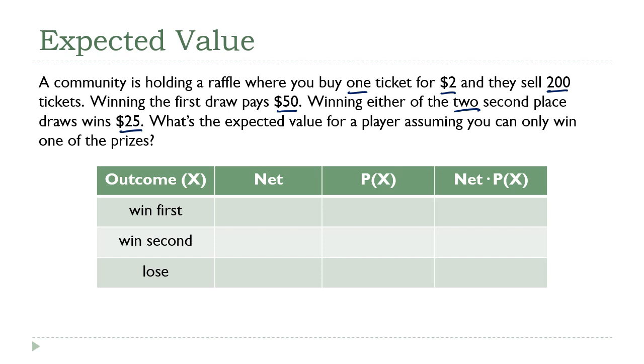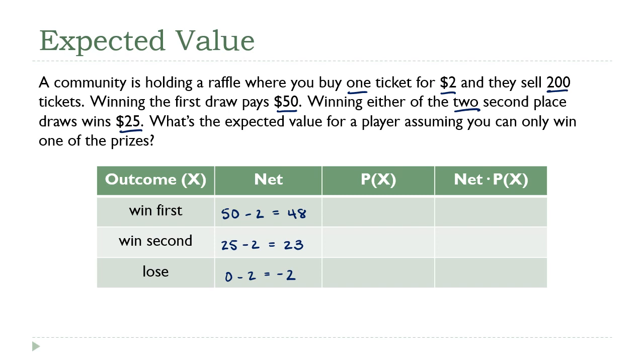Okay, so once you've got those straightened out, the next step is to calculate the net win or loss for each situation. If you win the first place prize, you get handed $50, but you already spent two, so your net winnings will be 48. And if you have one of the second place tickets, the same thing here: it's going to be 25 minus 2. That's 23. Finally, if you lose, you get paid nothing, but you still had to pay $2 for the ticket. So the net here is going to be -2, which is a $2 loss.